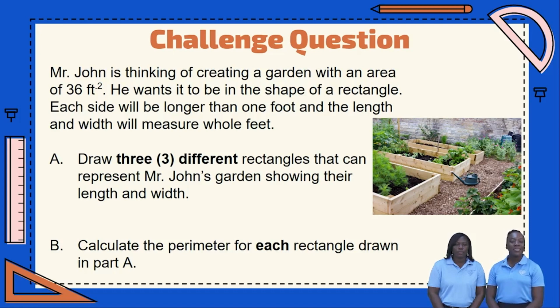So part A is asking us to draw 3 different rectangles that will represent Mr. John's garden, showing length and width. B is saying once we've done that, we now need to calculate the perimeter of each rectangle drawn in part A.